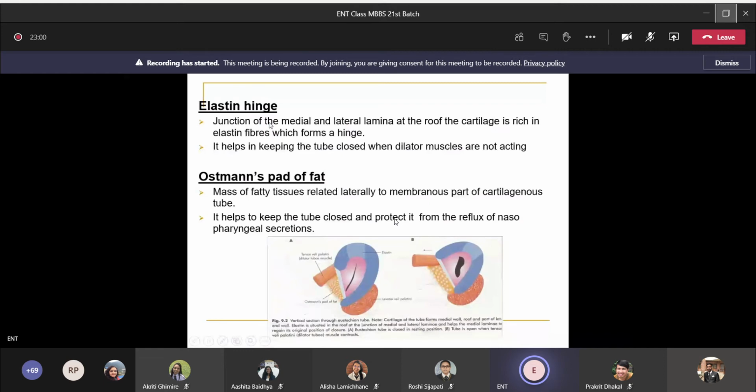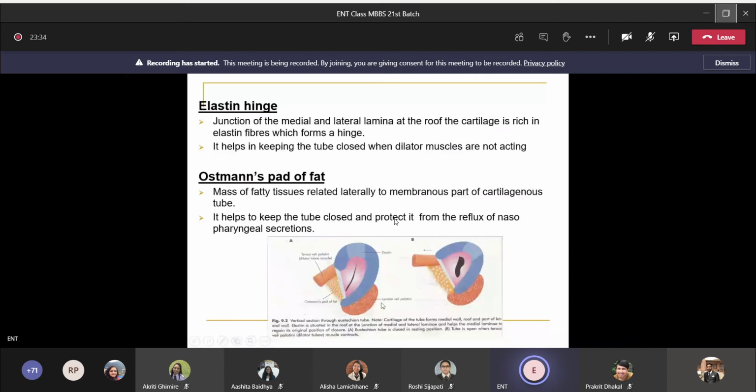Now another one is the elastic hinge. The junction of the medial and lateral lamina at the roof of the cartilage is rich in elastin fibers, which forms a hinge. It helps in keeping the tube closed when dilator muscles are not active. Now another one is Ostmann's pad of fat. This is a mass of fatty tissue lateral to the membranous part of the cartilaginous tube. It helps to keep the tube closed and protect it from the reflux of nasopharyngeal secretion.